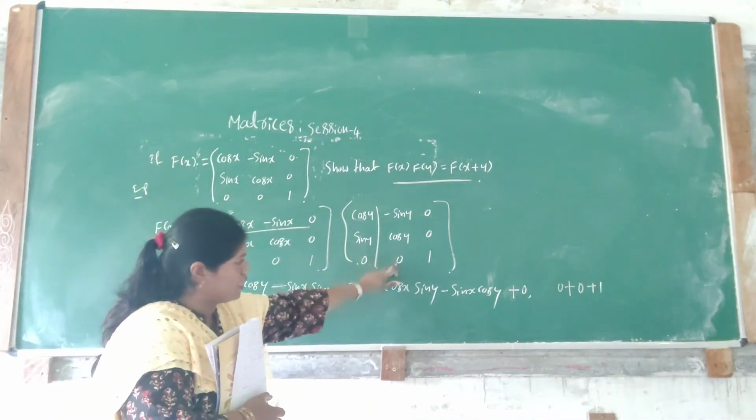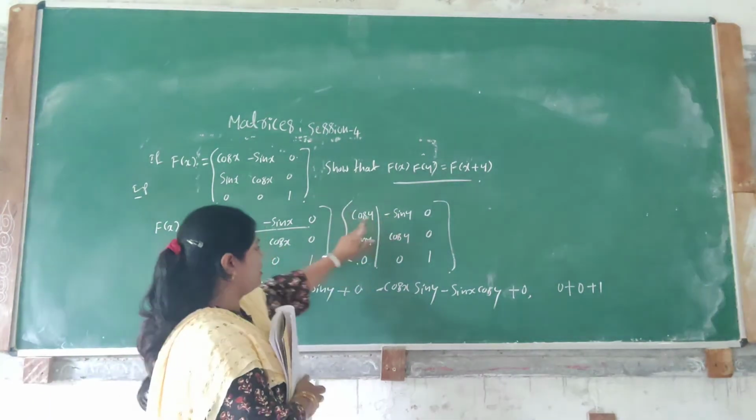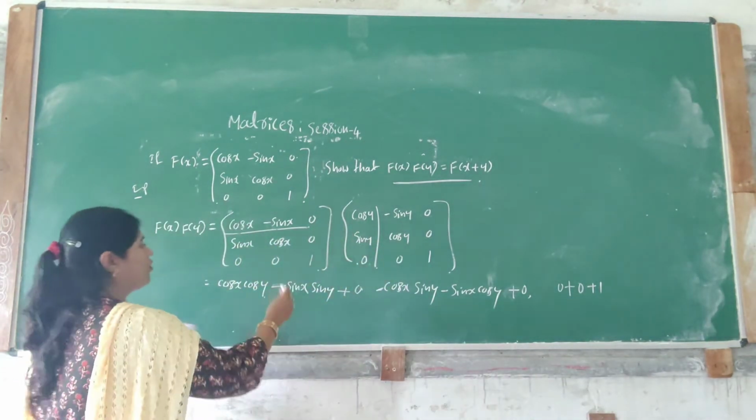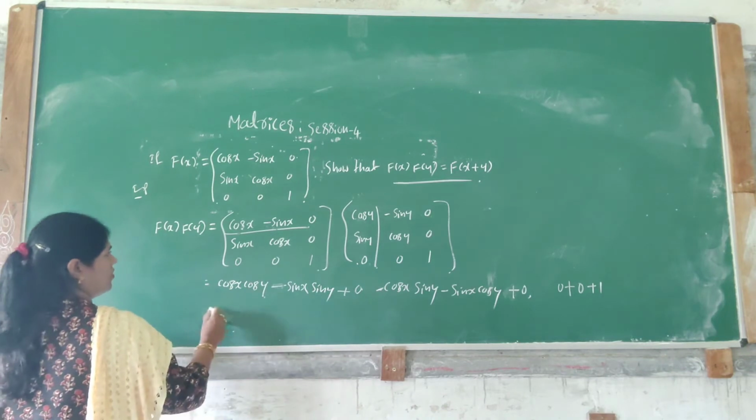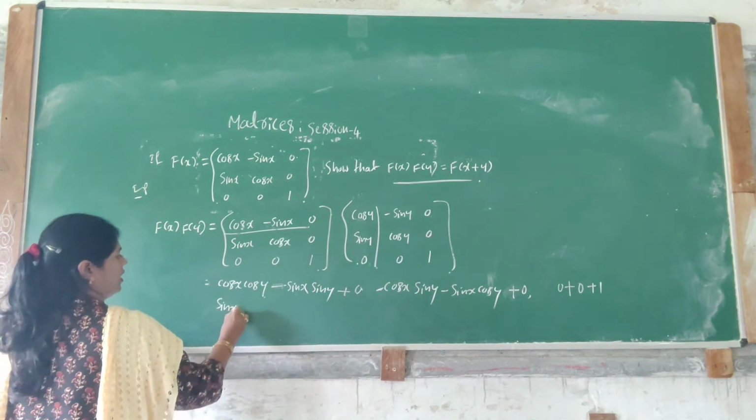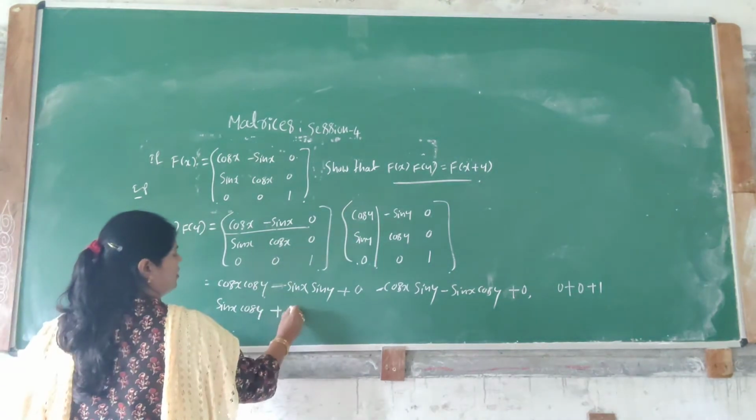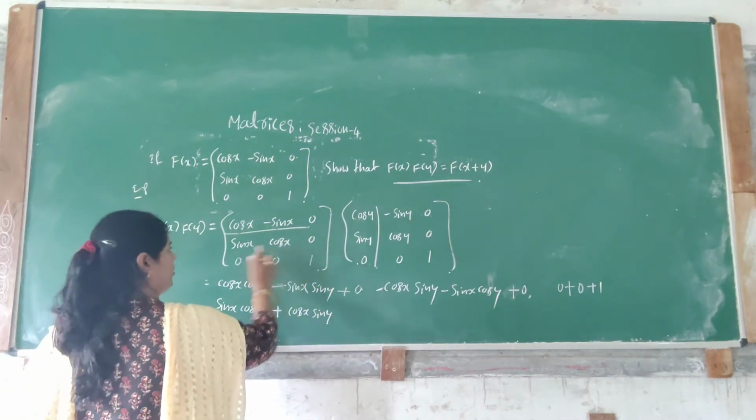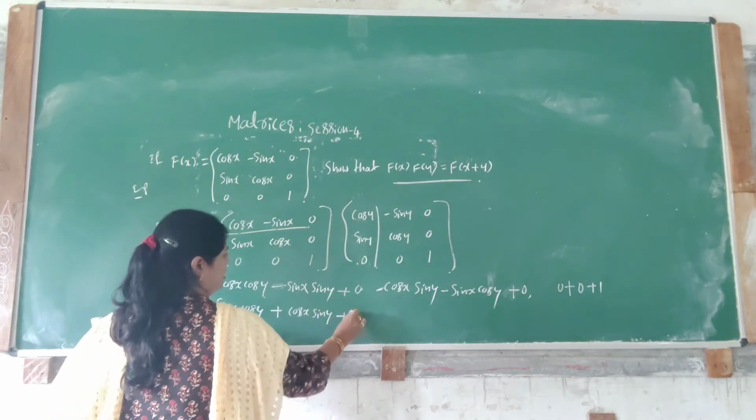Similarly, first row, second column: minus cos x sin y minus sin x cos y, 0. Next, we have to do the second row with all the columns. Sin x into cos y is sin x cos y, plus cos x sin y. Next, sin x cos y plus cos x sin y, 0.